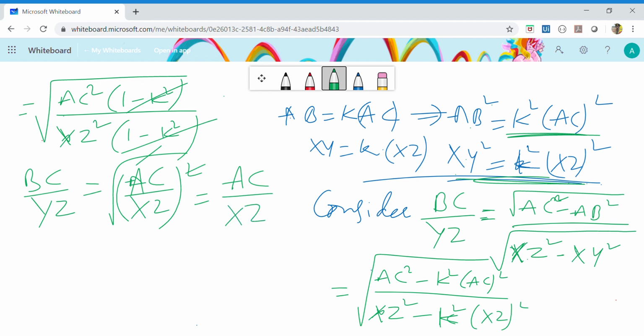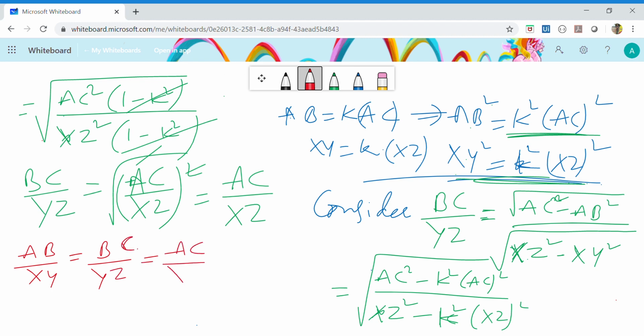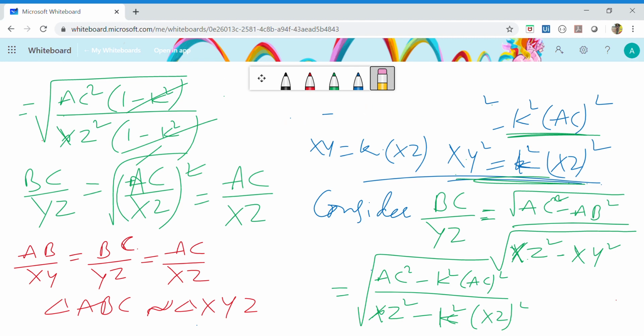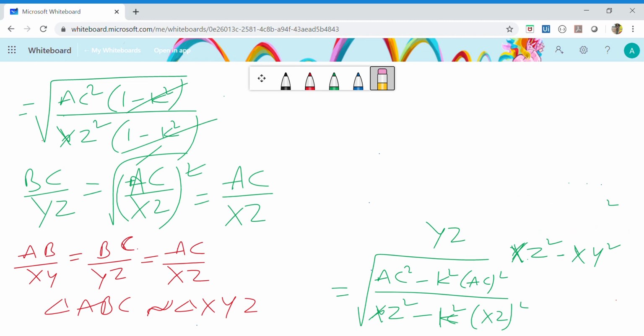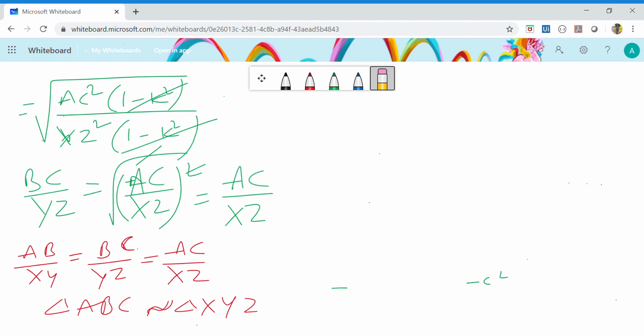AC by XZ. So already from the second equation I said, what we will get? AB by XY is equal to BC by YZ is equal to AC by XZ. So we can say that triangle ABC is similar to triangle XYZ by the SSS similarity condition. Three corresponding sides are in proportion in the two triangles, then those are said to be similar by the SSS similarity condition.